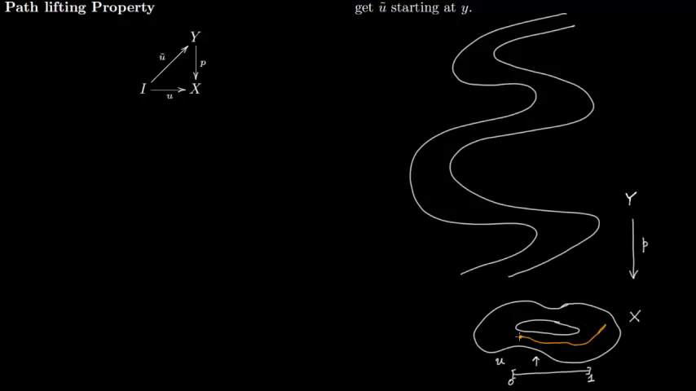Say this point is U of 0. So this is the path, this map U, and this P is the projection. Now the path lifting property says that basically you can lift this path into space Y. So this path we are going to lift into space Y.